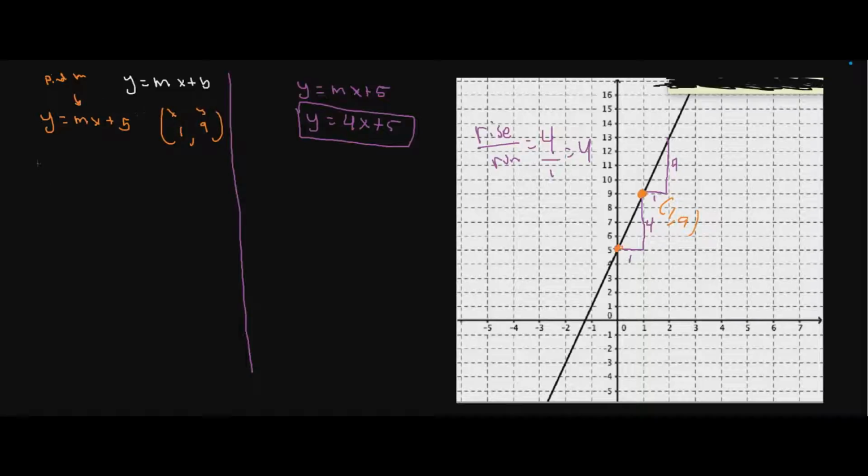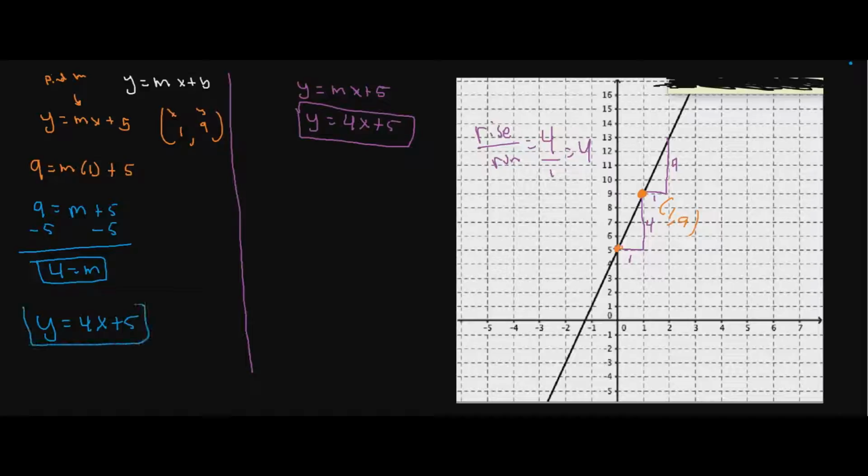All right? So we're going to get 9 is equal to m times 1 plus 5. Okay? I'm going to rewrite this. 9 is equal to, well, anything times 1 is itself, so it's just m plus 5. Now we just subtract 5 from both sides, and we're going to get 4 is equal to m. That tells us my rate of change is 4. Now we can write our equation: 4x plus 5. Perfect. All right. Well, that's great.